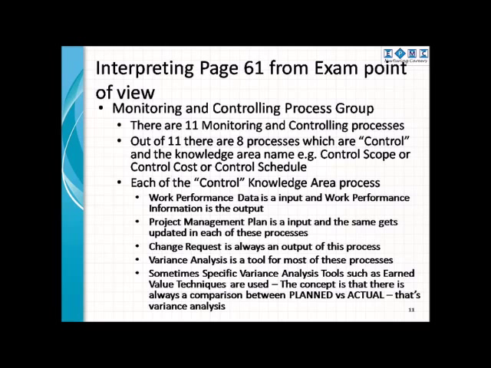For each of the control knowledge area processes, the following applies. Work performance data is always an input and work performance information is always an output. Project management plan is always an input and the same gets updated in each of these processes. Change request is always an output of these processes.